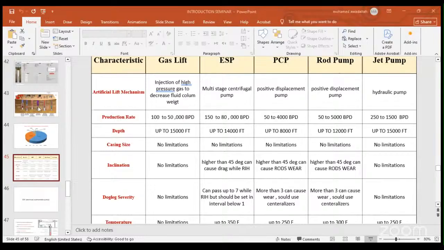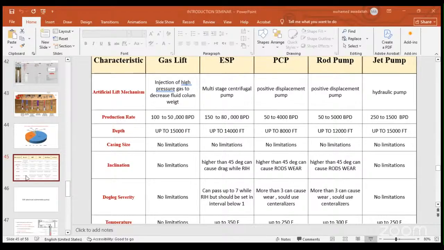And here is a comparison of the production rate. We can see that gas lift can produce up to 50,000, ESP can produce up to 80,000, but the PCP and the sucker rod can have some limitation in the production rate. For the depths, there is some depth limitation in the PCP and also in the rod pump. For the casing size, I think there is no limitation for any of them except for the ESP. If I have some liner or small liners, I can't utilize an ESP.